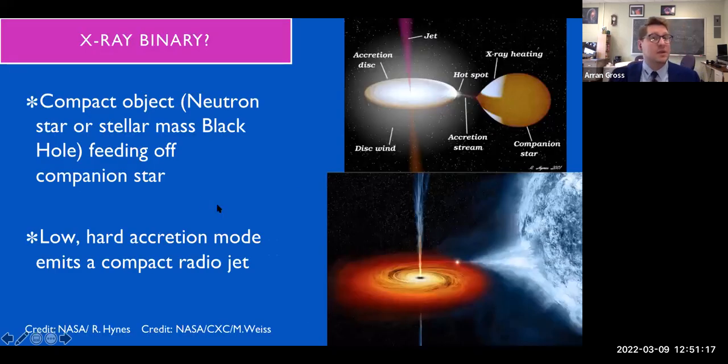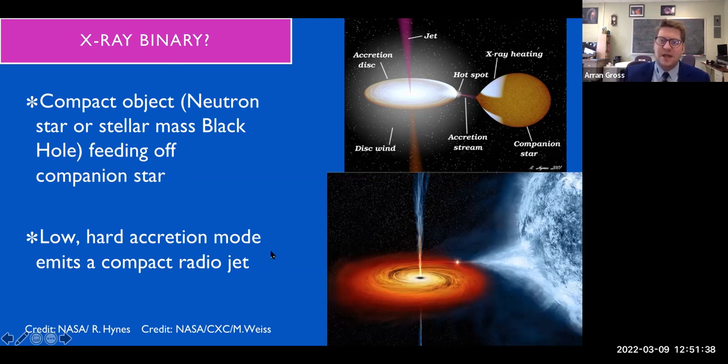Could it be an X-ray binary, a stellar mass black hole being fed by a companion star nearby, generating the accretion disk? The sort of signature we would expect here would be that it would be in a low, hard accretion mode, and we would expect a harder X-ray spectrum.